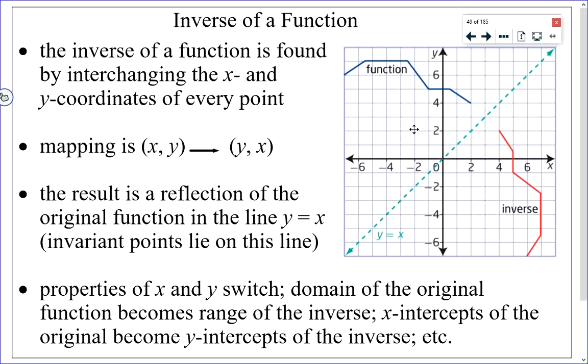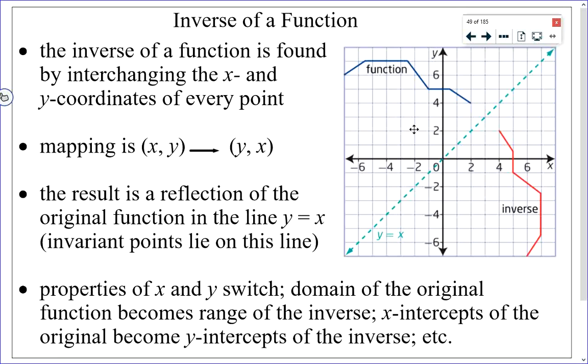So if I give you that blue function, and I don't show you the red graph, which is the inverse, if I give you the blue function and I say, what is the domain of the blue function? Well, that's easy to see. You can see it goes from -6 to 2. If I say, what is the range of the inverse, you don't have to graph the inverse to know that the range of the inverse will be the domain of the original. Any intercepts that are y-intercepts on the original function will become x-intercepts on the inverse.